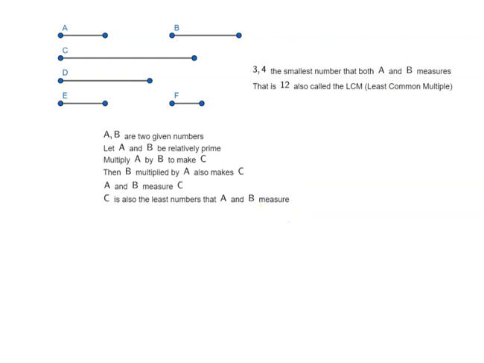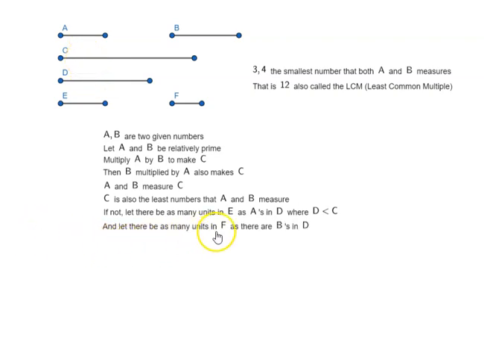Let's assume that it is not the least number. If not, let there be as many units in E as there are A's in D, where D is less than C. And let there be as many units in F as there are B's in D. Which means these two statements boil down to D is equal to A times E, and D is equal to B times F.